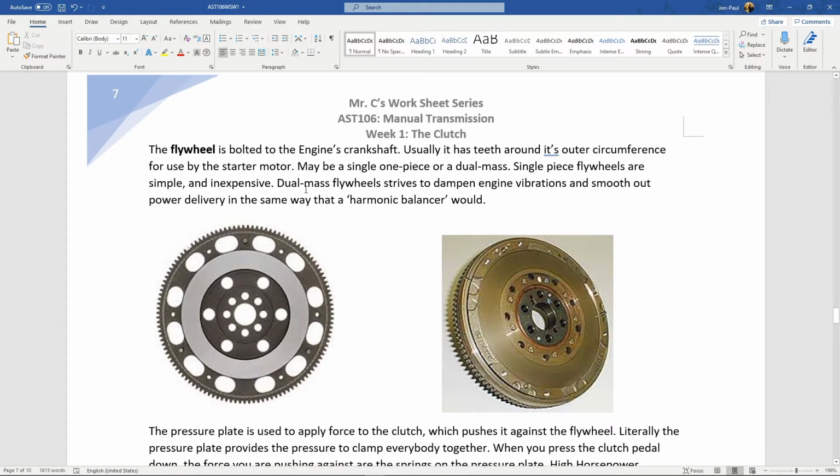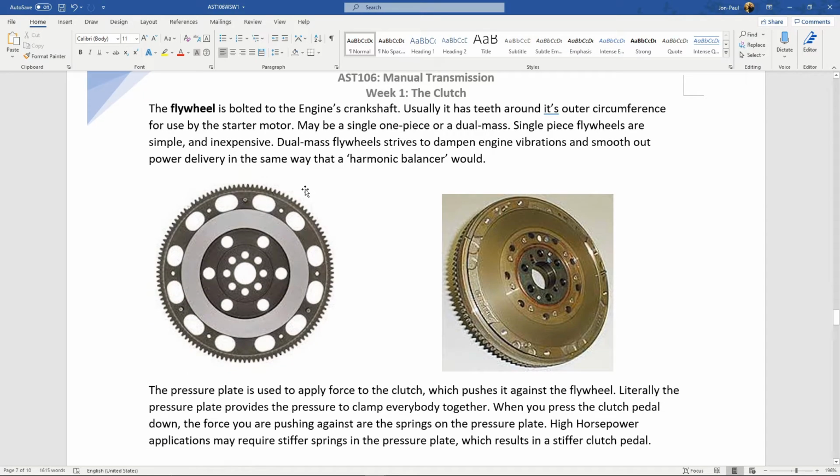Now let's move on to the flywheel. The flywheel and the flex plate. Let's talk about them. They are related. They are distant cousins. The flywheel goes in a vehicle with what kind of transmission? Manual transmission. The flex plate goes in a vehicle with what kind of transmission? Automatic. What's the difference? The flywheel has an area for friction material to mate against. So a mating surface.